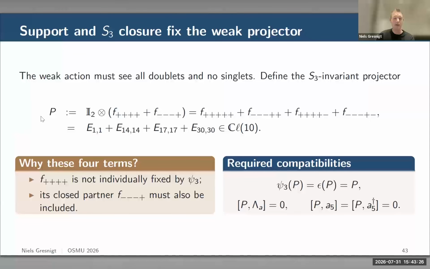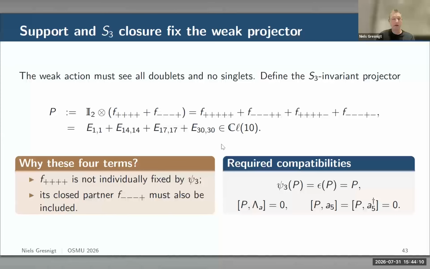And so I've called that P, and we can see immediately that this is invariant, because the term in the parentheses here, this F plus plus plus plus and F minus minus plus, that was invariant in CL8. And so now all we're doing is we're left multiplying it by the 2x2 identity matrix, which is also invariant. So that then gives us a sum of 4 primitive idempotents, and so that's a projector. It's a rank 4 projector. And explicitly, it's this E11, E1414, E1770, 17, and E3030.